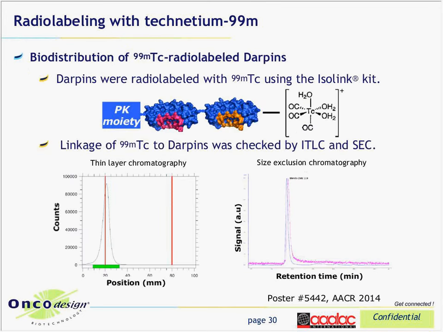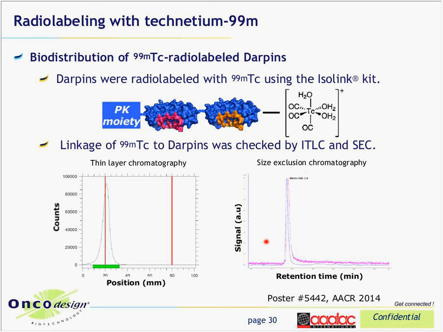So, as an example, here's the distribution of radiolabeled DARPins. You have a diagram with a structure. In that case, we effectively linked the complex to the DARPin, checked by two techniques. ITLC, which is thin layer chromatography: you have here, at position 20, the DARPin, and at position 80, no peak, that would correspond to free technetium. And this was also checked by size exclusion chromatography, with radiation detection and UV detection.